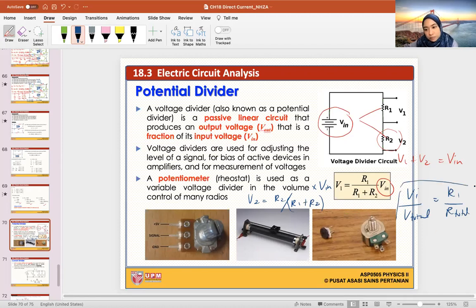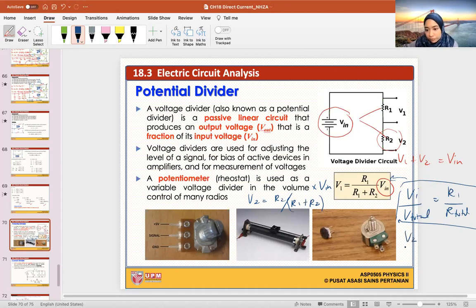If you are more comfortable remembering this equation rather than this one, you can. Or if you don't want to remember the potential divider and you want to use your instincts or your loop rule or whatever you've learned so far and you are okay with that, you can. So the potential divider is like add-on knowledge. You don't have to have it to solve your circuit, but it is nice because it gives you a shortcut. Okay, so this is for potential divider.